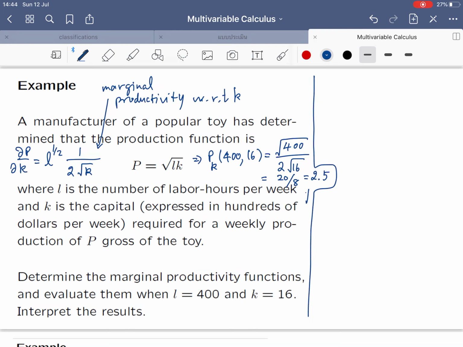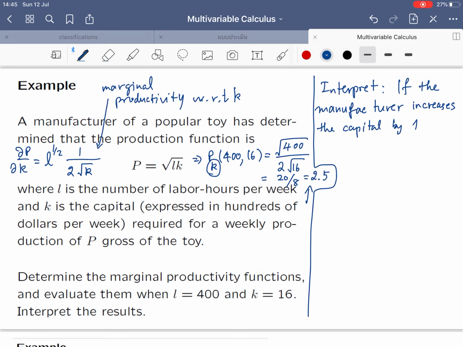So what is the interpretation of this number? Again, it means that if the manufacturer increases, now which one is increasing? The change is in the capital. The manufacturer increases the capital by one more unit, but this time one more unit of capital is $100, from the original.